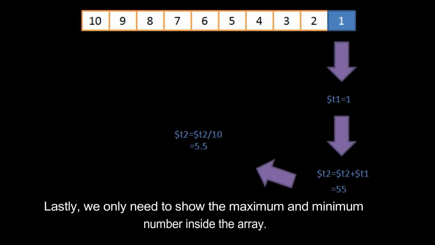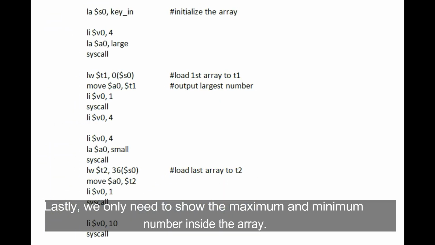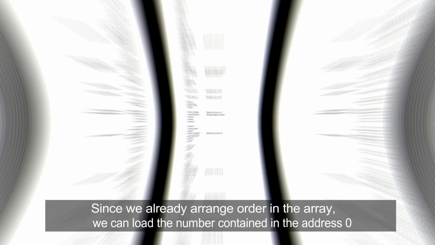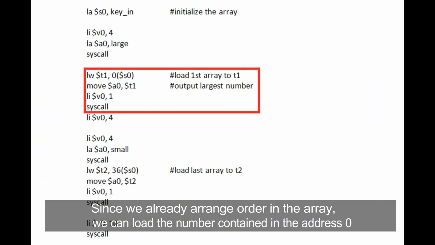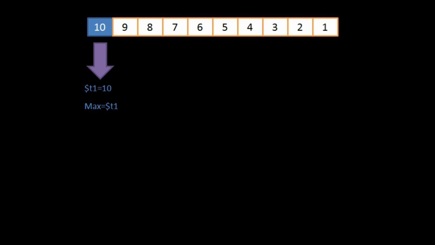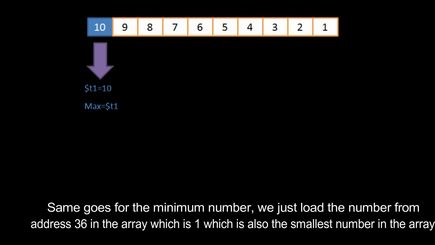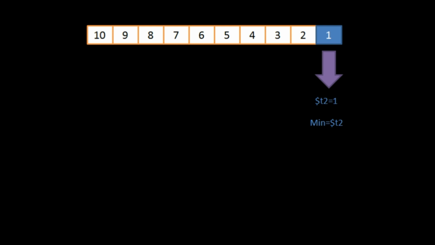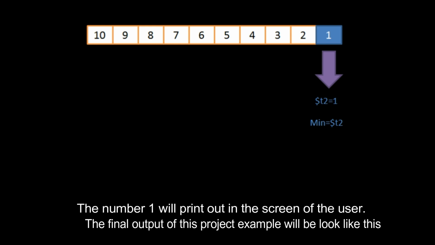Lastly, we only need to show the maximum and minimum number inside the array. Since we already arranged the order in the array, we can load the number contained in the address of 0, which is number 10, which is the largest number in the array. Same goes for the minimum number. We just load the number from address 36 in the array, which is 1, which is also the smallest number in the array. The number 1 will print out on the screen of the user.